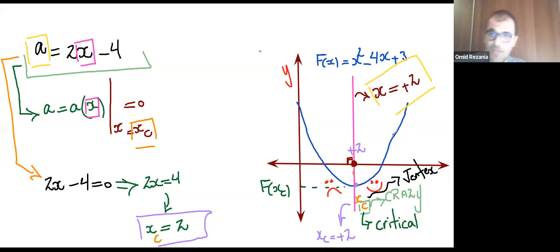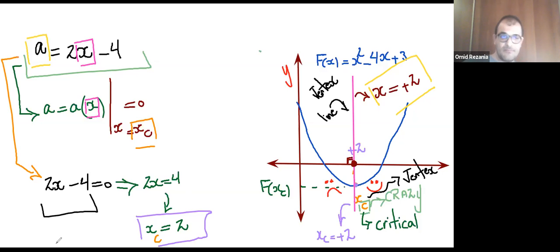We can call that x of c equals 2, but they call that a vertex line in the Functions 11 textbook. If you see it called a vertex line, don't panic. That's what it means. It means that you find the crazy point.